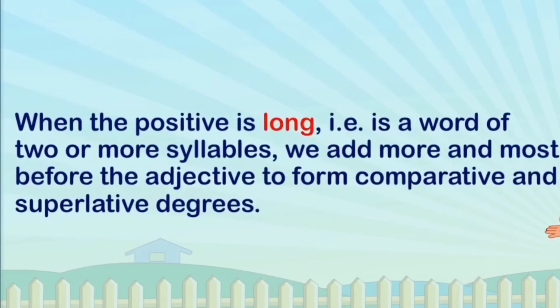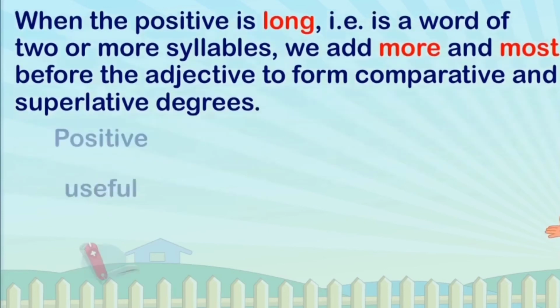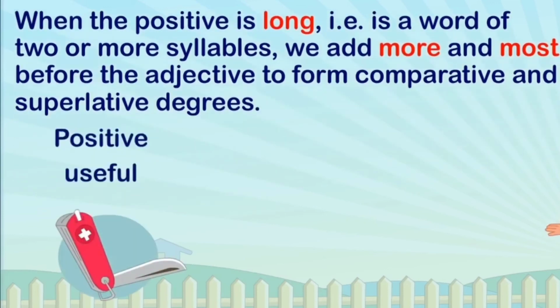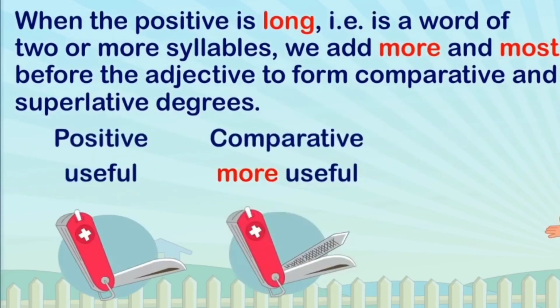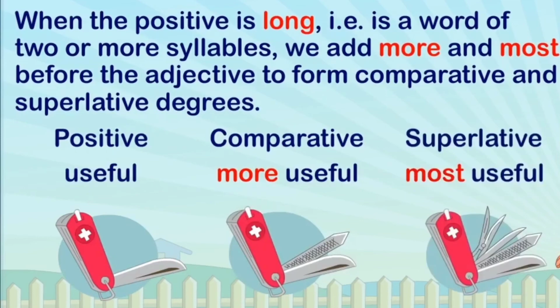When the positive is long, that is, a word of two or more syllables, we add more and most before the adjective to form comparative and superlative degrees. For example, useful, more useful, most useful.